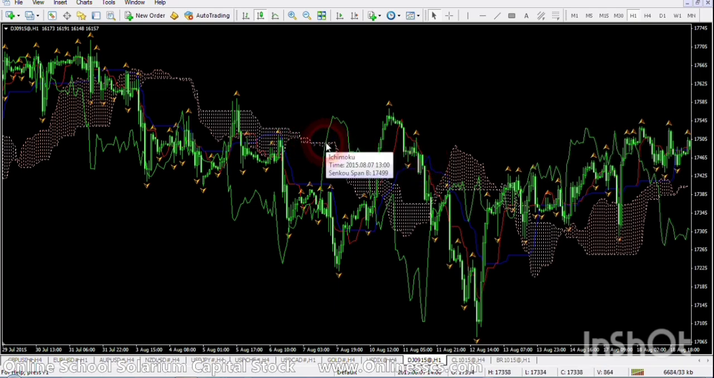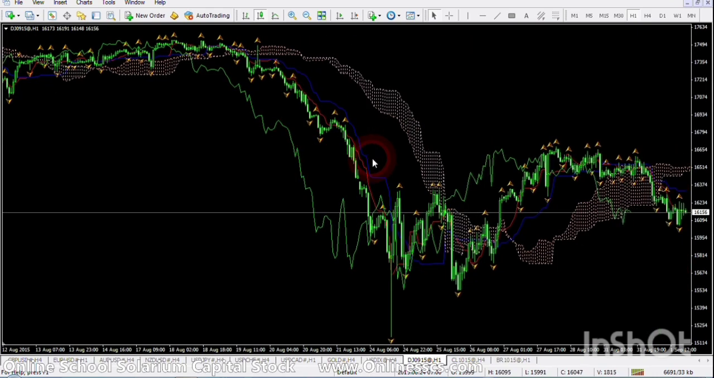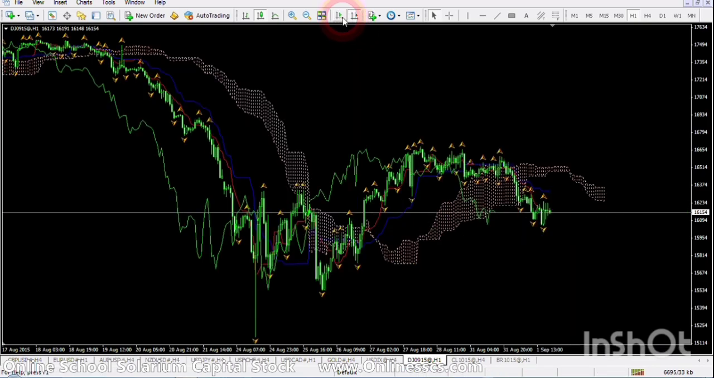Sometimes you see there is a cross. The moving averages cross each other, and it's another confirmation for your downtrend or uptrend. Or this green line has gone outside of the cloud, and it is a confirmation itself.